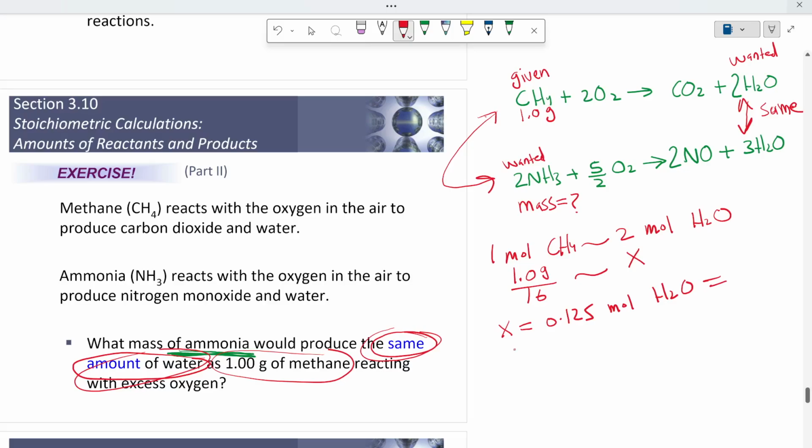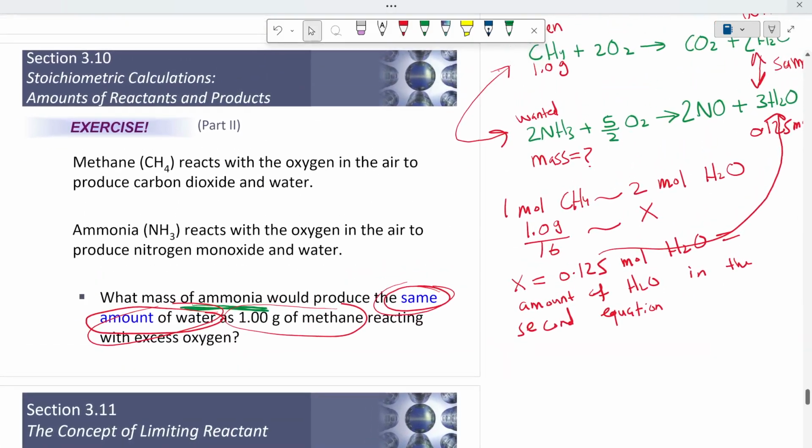So it equals the amount of H2O in the second equation. So here we have 0.125 moles of water. Now, water in the second equation became available. The amount of water is available. So water is given here and ammonia is wanted.